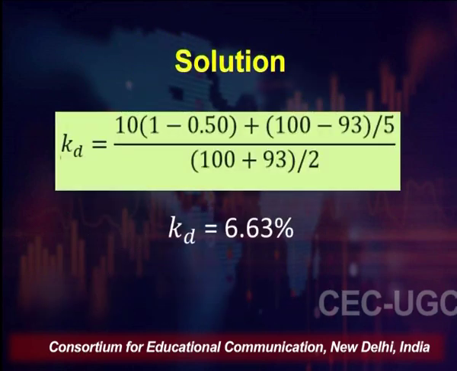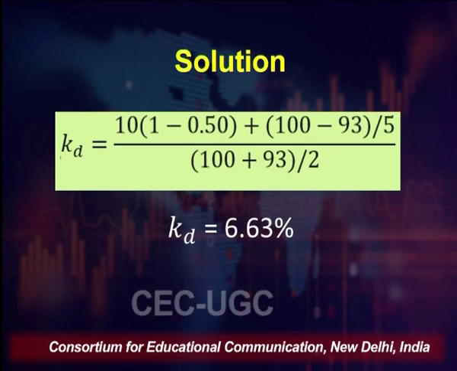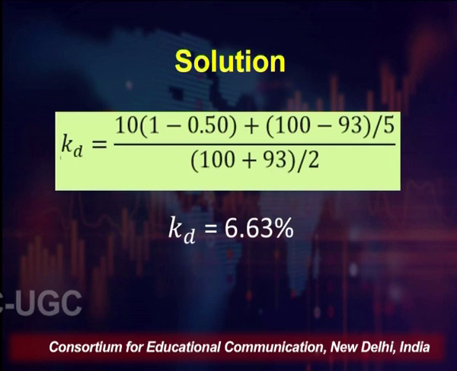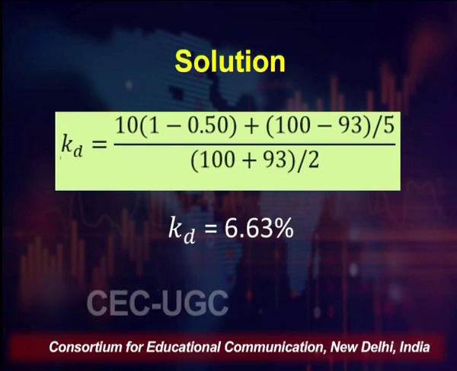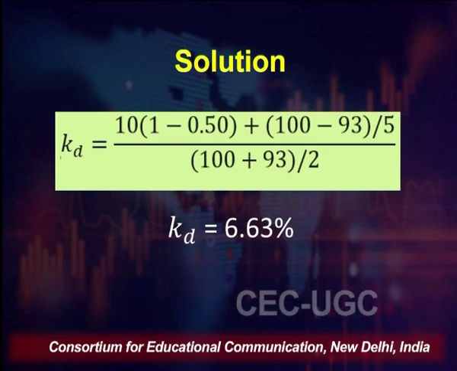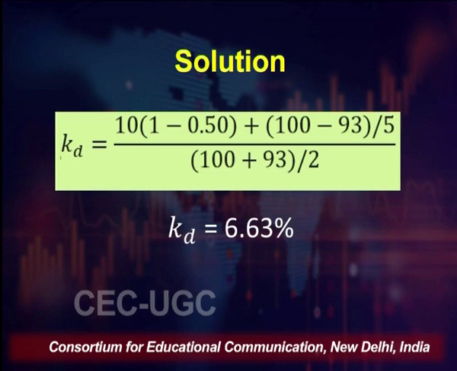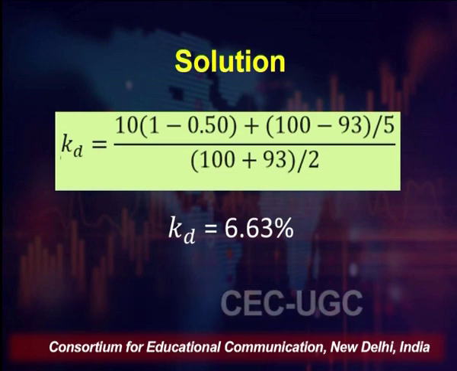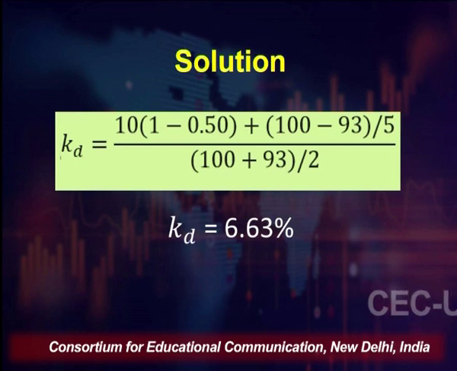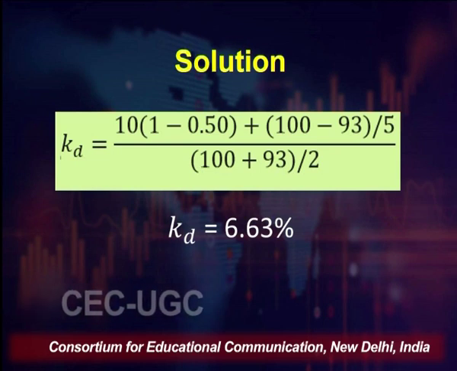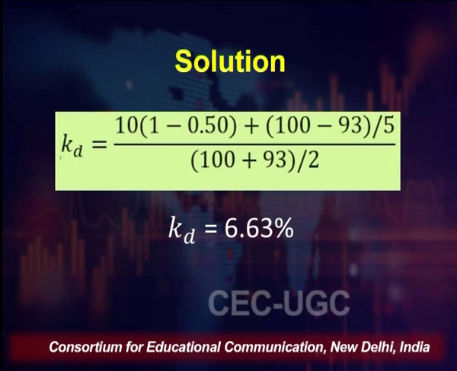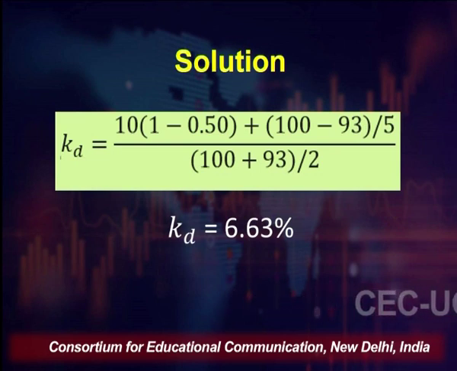So, this equation will look like this when we are placing the values from our example. Now, 10 multiplied by 1 minus 0.5, that is our tax rate, plus 100 minus 93. Now, from where is this 93 coming? 100 is the face value minus 5% discount, that is 5% of 100, that means 5 rupees, minus 2% flotation cost, 2% on 100 rupees, that is rupees 2. So, 100 minus 5 minus 2 will give us 93 rupees, that is our bond value, our B0.